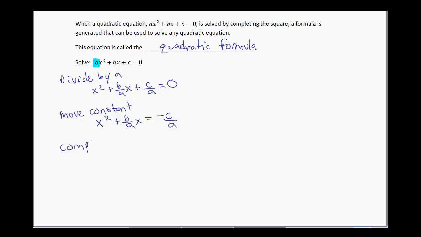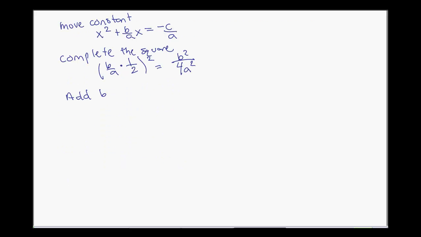Now we need to complete the square, and we take b divided by a and divide it by 2, and square that, which gives us b squared divided by 4a squared. Now we add that to both sides of the equation to complete the square, and we get x squared plus b divided by a x plus b squared divided by 4a squared equals b squared divided by 4a squared minus c divided by a.